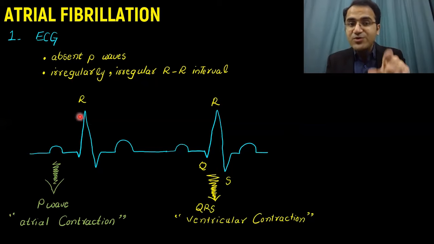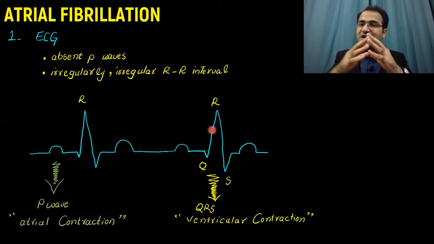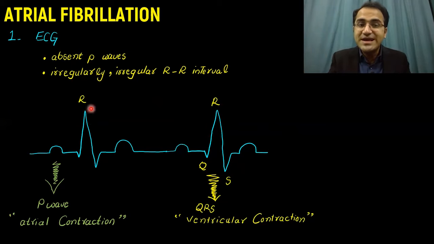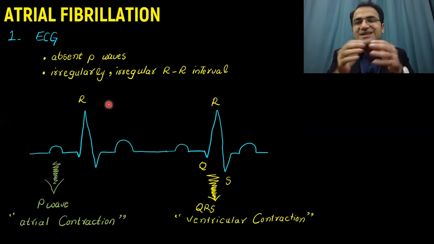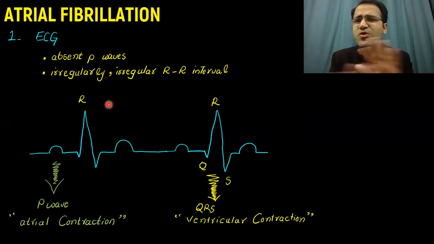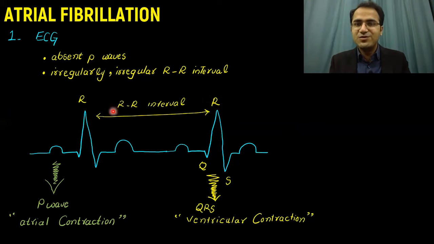You will be able to appreciate ventricular contractions, but somewhere you will find a QRS at a very rapid rate, and sometimes you will find big gaps between the ventricular contractions. So the RR interval, the gap between the ventricular contractions, would sometimes be less, and sometimes much more than expected, and it would be totally irregular. Therefore, it is called irregular. This is the RR interval, which would be irregular.